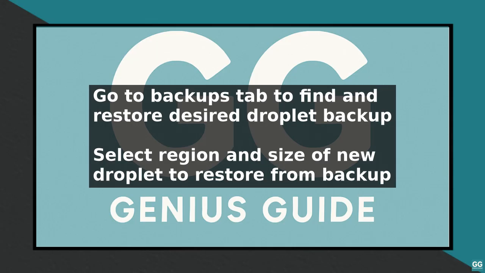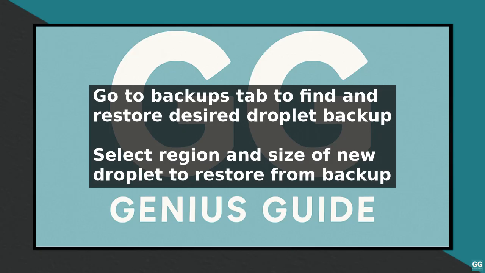To restore a Droplet from a backup, go to the Backups tab and find the backup you want to use. Click on the Restore button next to it. Then select the region and size of the new Droplet. DigitalOcean will create a new Droplet with the same settings and data as the original.